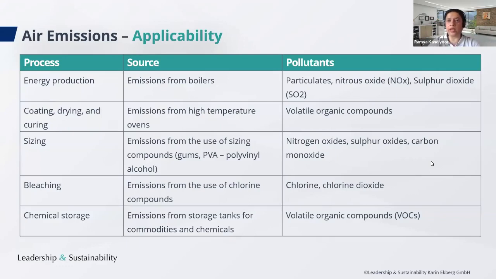You could have coating, drying, etc., as processes which are happening within the facility. The emission is from a high temperature oven, and here again you will have volatile organic compounds which can be considered as pollutants. Or for example, if you have sizing, then you have PVA which is in use, you could have pollutants again, which are NOx, SOx and carbon monoxide. If you have bleaching on site, then you can have chlorine dioxide gases which are escaping, which could be pollutants which you would need to monitor. And also for chemical storage, you would have to consider what kind of VOCs could perhaps be generated from the chemicals that you're storing in your storage facility, and are you in a position to control them?